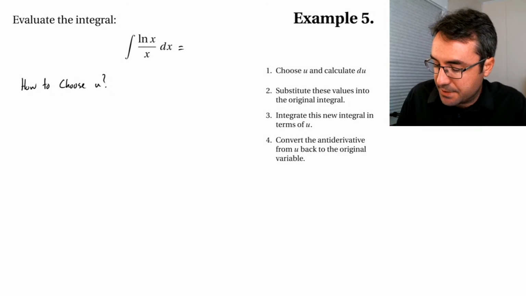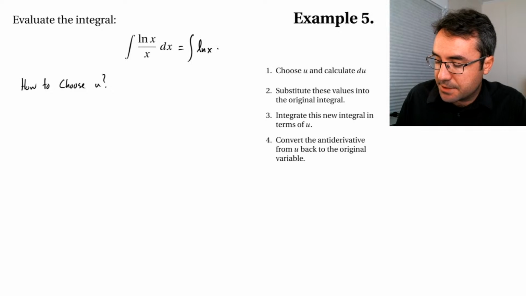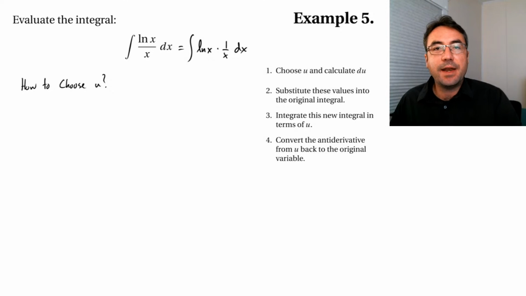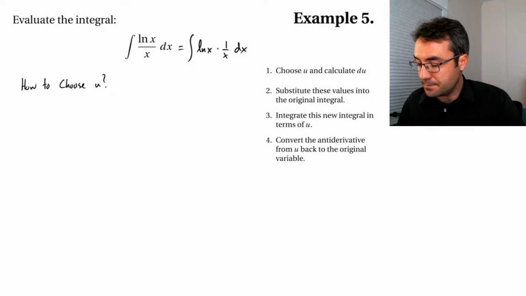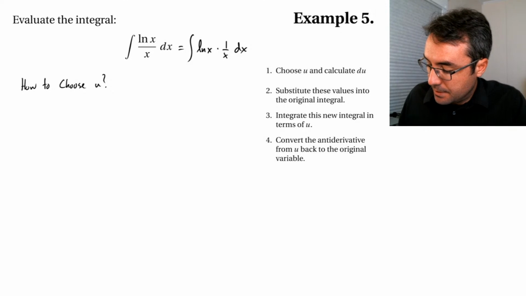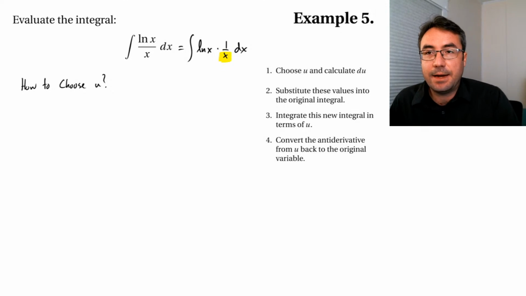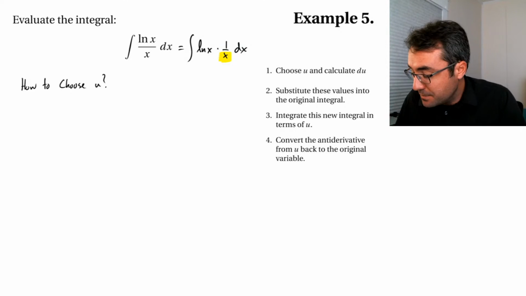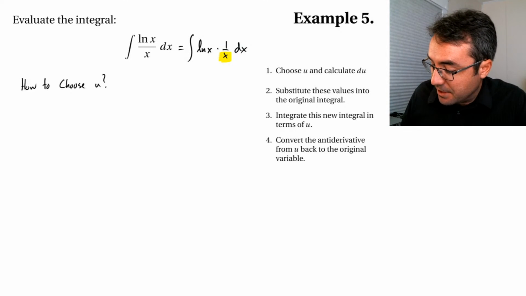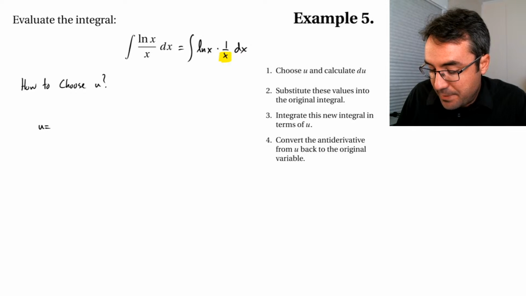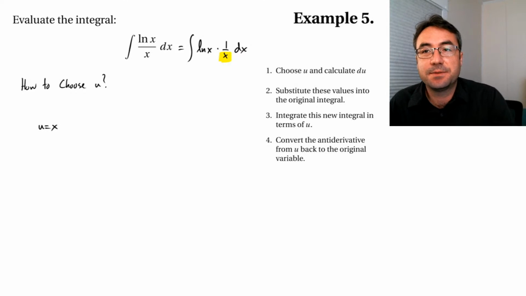So another strategy for how to choose u is to kind of break your function apart into the different pieces. So I might write this as natural log x times 1 over x dx. And then I just look at the different pieces of my function. So first, I have this x in the denominator, so I might consider that a piece of my function. So maybe I would do u equals x.